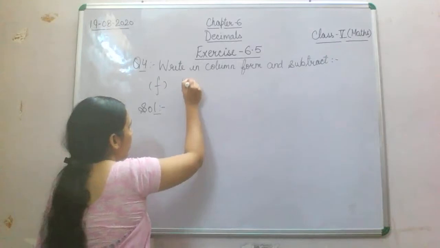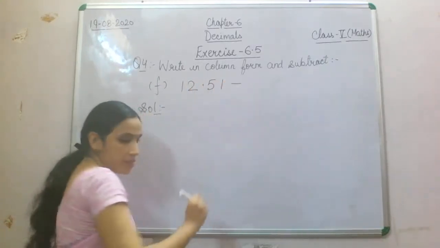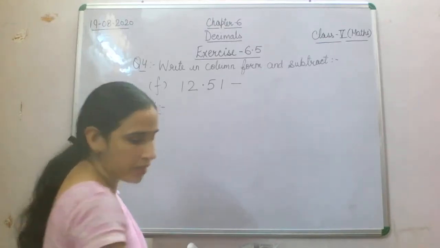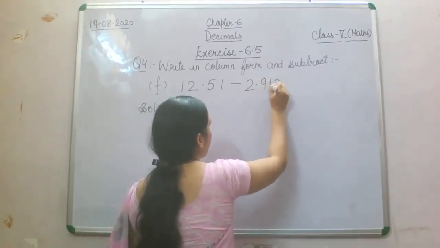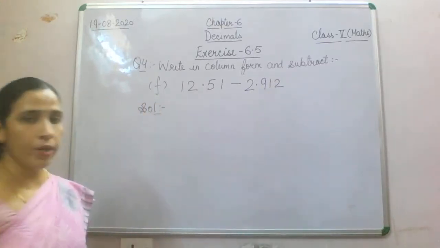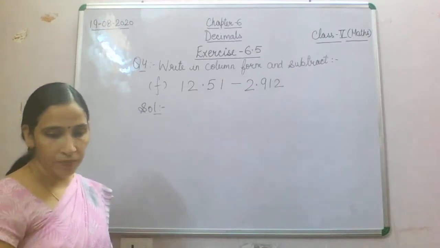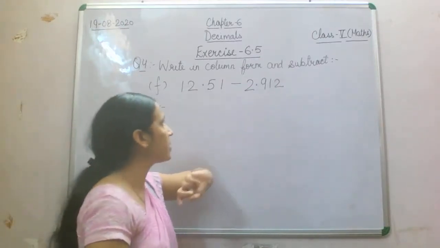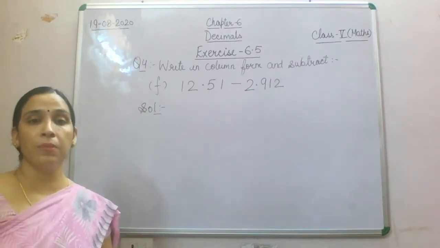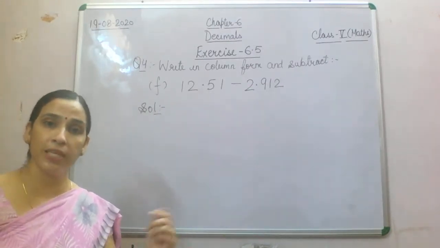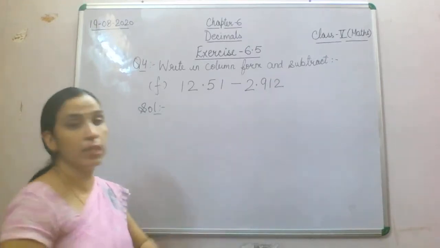F part is 12.51 minus 2.912. So what will we do here? Here we have 3 decimal places, and here we have 2 decimal places. How will 2 decimal places be changed into 3 decimal places? By adding 0 after the hundredths place.